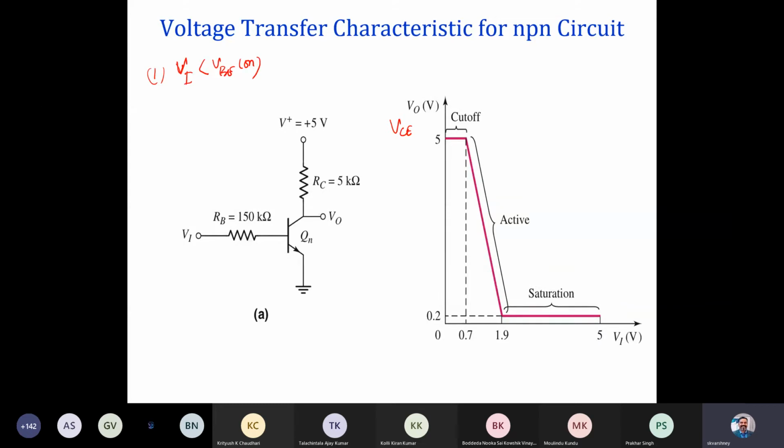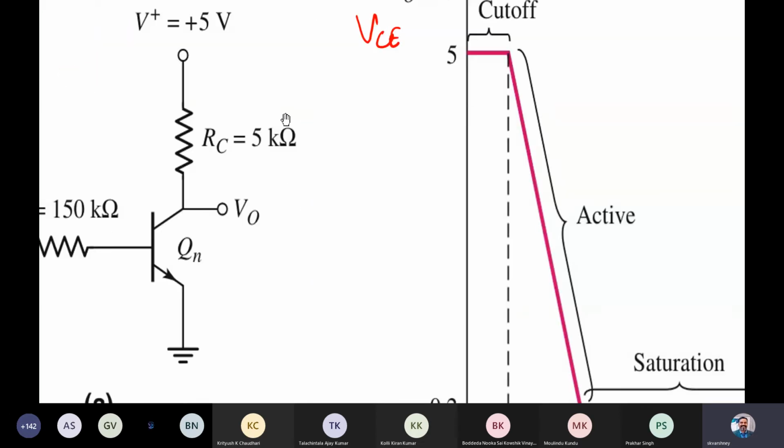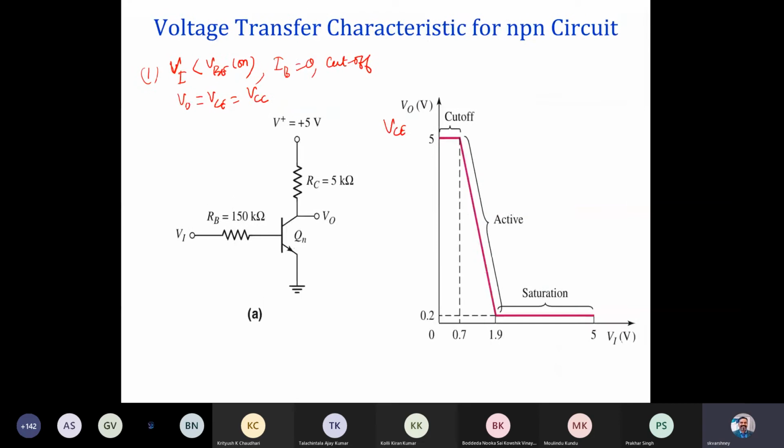Input voltage is less than VB on, so it means your IB is 0 and the transistor would be in cutoff mode. In that case V0, that's VCE, would simply be given by VCC. Let's say for these numbers VCC is 5 volts.